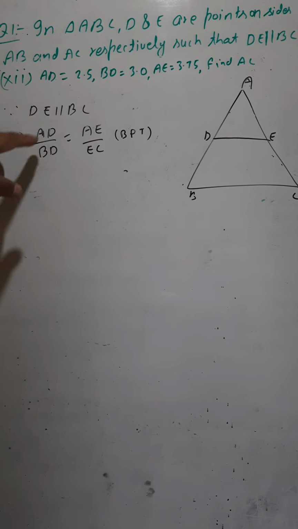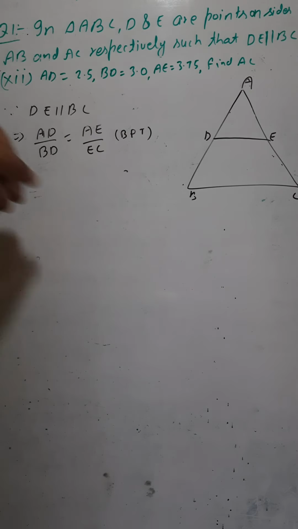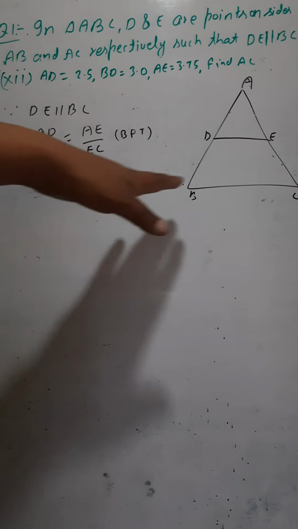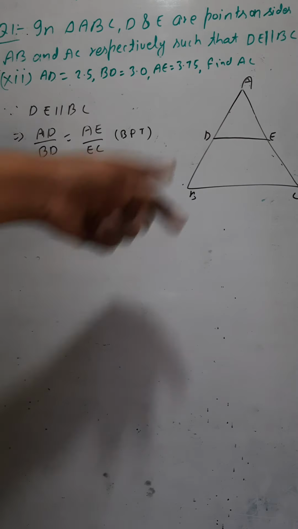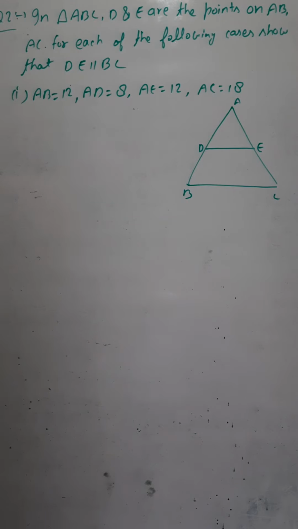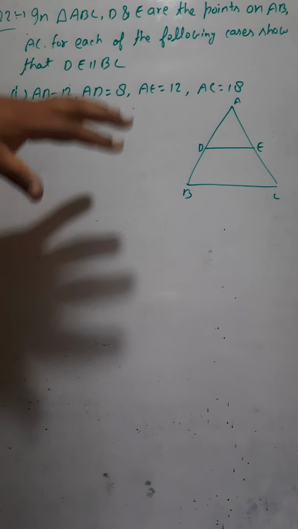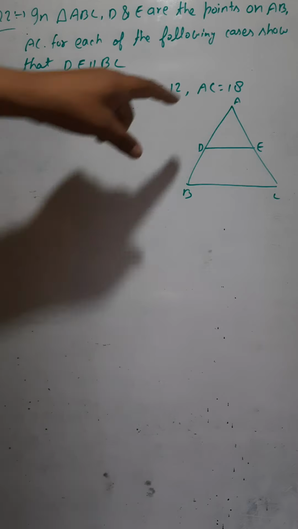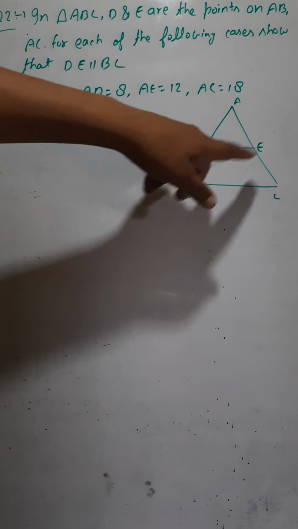AD is 2.5 divided by 3.0 would be equal to 3.75 divided by EC. Just cross multiply, you would get the value of EC from here. After getting the value of EC and AE you add together and then you will get the value of AC from there. Yes or not? Okay. Just note it down. Now the next question, and this question is on the basis of converse of BPT. Just remember converse of BPT says that if the ratios are same, it means if AD by BD equals AE by EC, then this shows that DE is parallel to BC.